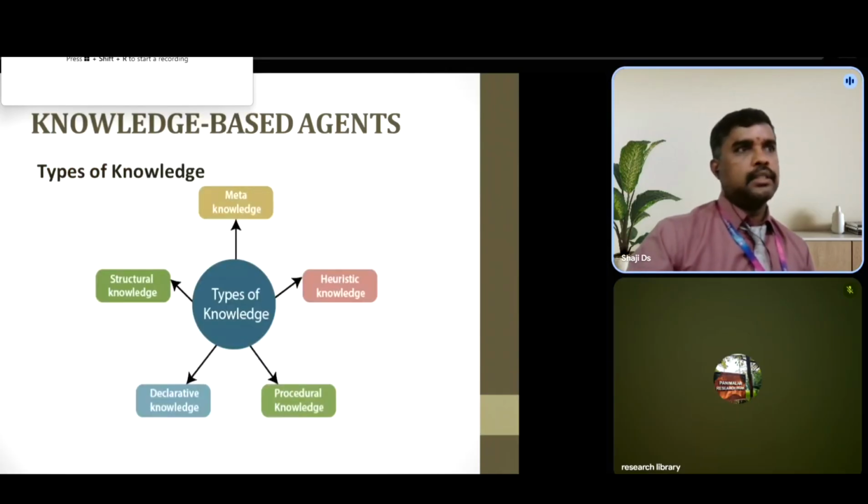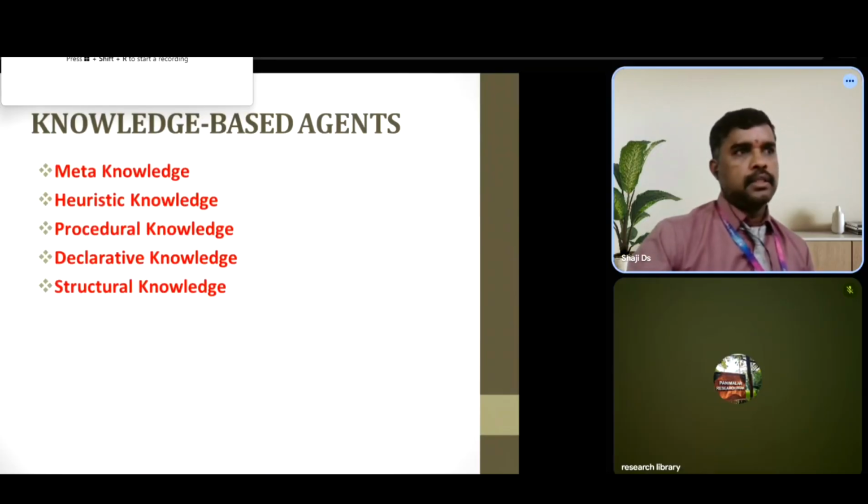So these are the types of knowledge in agents. One is meta knowledge, heuristic knowledge, procedural knowledge, deductive knowledge, and structural knowledge. Okay, the next one is meta knowledge. So the meta knowledge is one of the kinds of knowledge in the knowledge base.